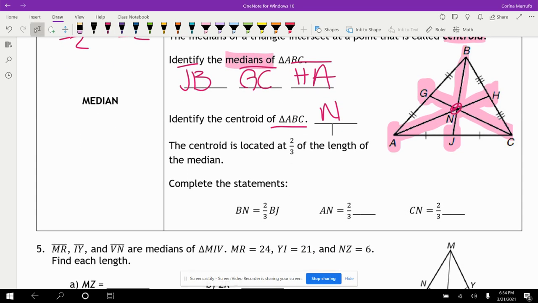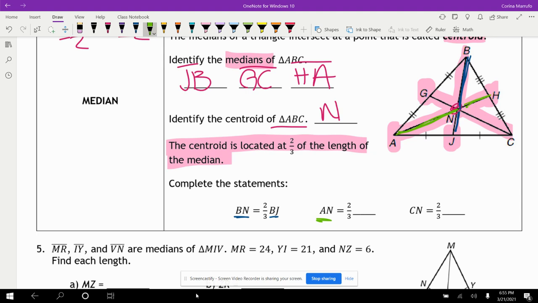Now, what's special about this one is that the centroid is located at 2/3 the length of the median. Okay, so from B to N, what it's saying here is 2/3 of from B to J. So from B to N, this piece right here is 2/3 from N to J. That's what it's saying.